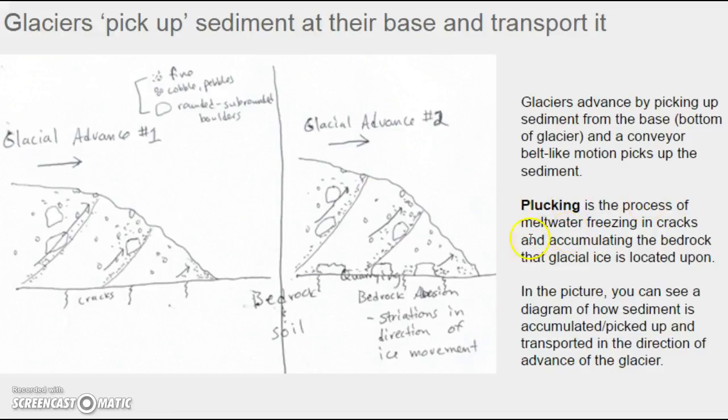Plucking is the process where meltwater freezes into these cracks and accumulates by freezing to the bedrock. And when the glacier lunges or surges forward, that debris that it was frozen to now becomes a part of it and is mobile with it. So in the picture you can see a diagram of how sediment is picked up and transported in the direction of the advance of the glacier.